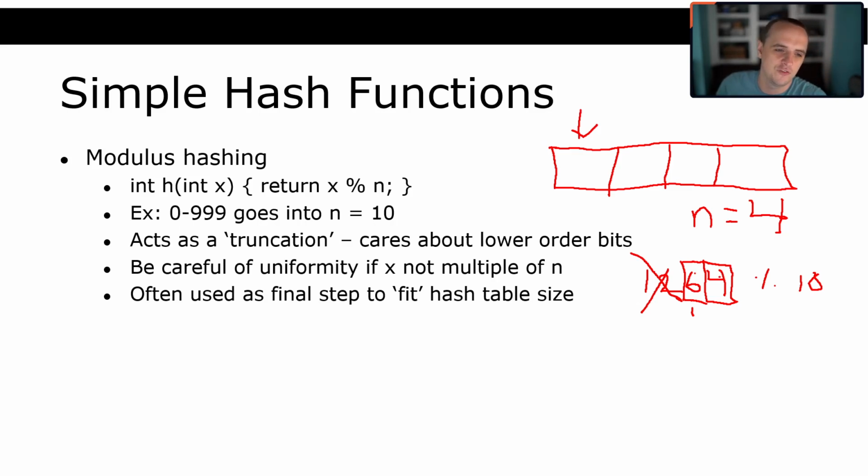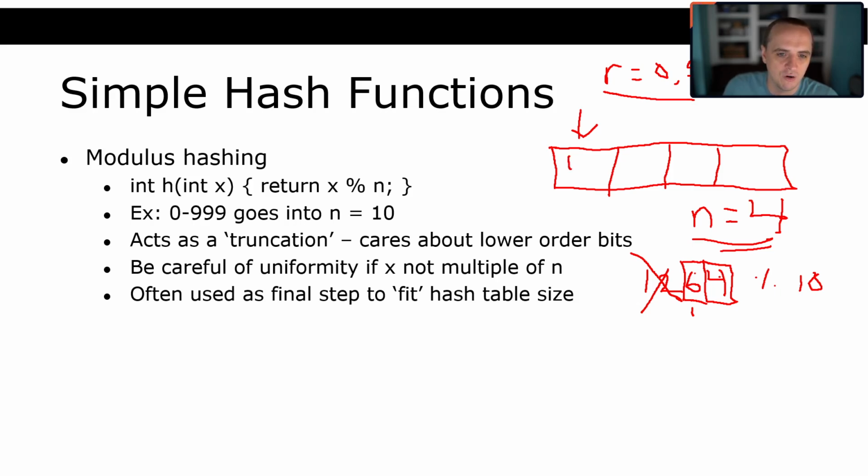And be careful of uniformity issues if x is not a multiple of n. If the range is not a multiple of n, you may get non-uniform hashing. So what does that mean? It means that let's say our range is going to be numbers between 0 and 5, and our output range is n equal to 4 right here. Let's look at this bucketing system here and see how all of the different values from 0 to 5 map into n equal 4 with modulus.